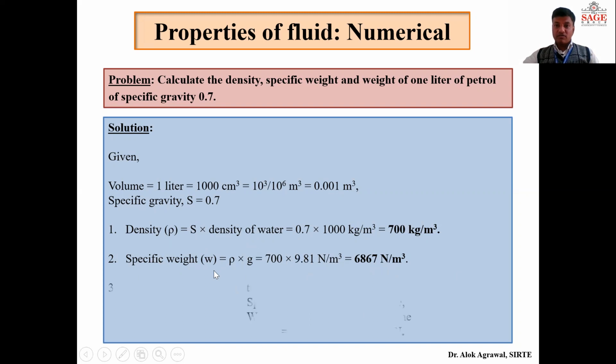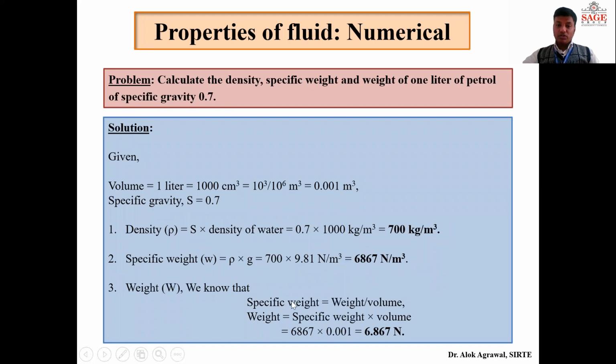The final one is the weight of 1 liter of petrol. We know that specific weight is equal to weight upon volume. So from this formula, the volume in the denominator will go to the other side and be multiplied by specific weight. The specific weight we have just calculated, and the volume is given in the problem. When we multiply, we get the weight of 1 liter of petrol as 6.867 Newton.